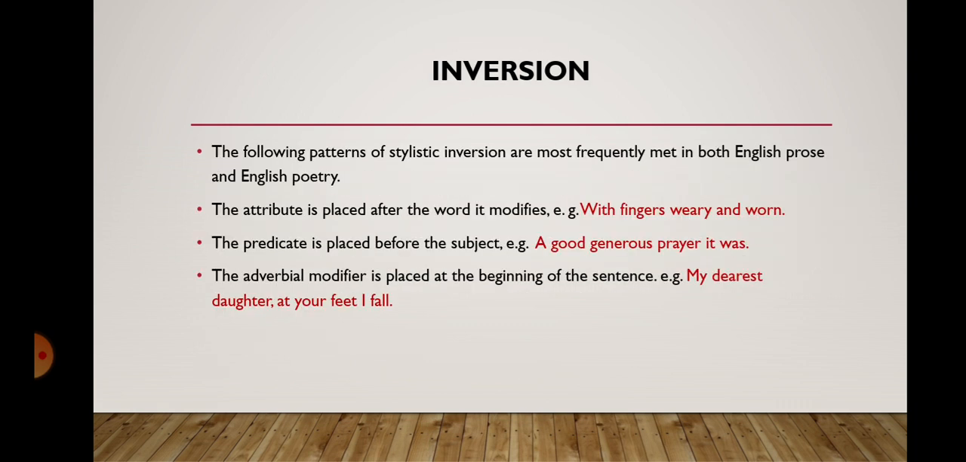The following patterns of stylistic inversion are most frequently met in both English prose and English poetry. The attribute is placed after the word it modifies. With fingers weary and worn. The predicate is placed before the subject. For instance, a good generous prayer it was. The adverbial modifier is placed at the beginning of the sentence. For example, my dearest daughter, at your feet I fall.